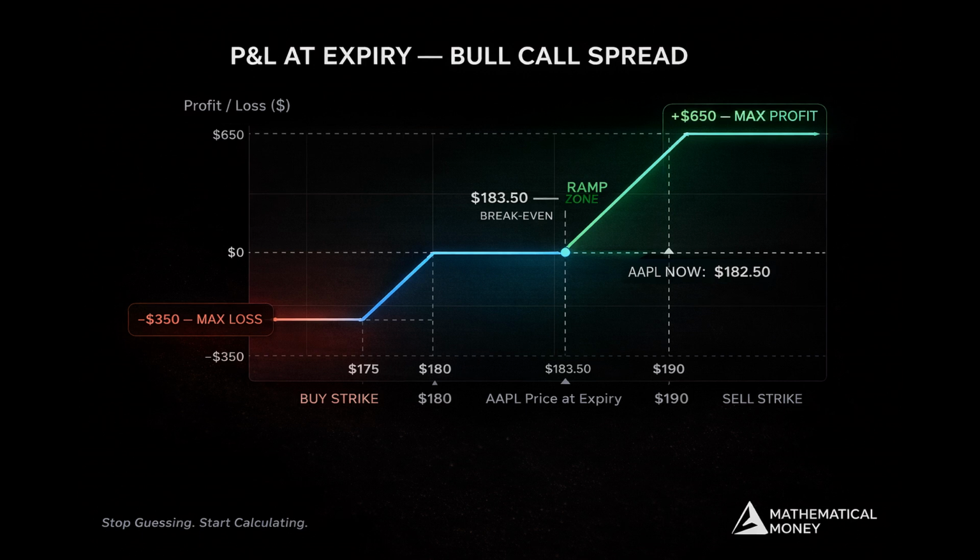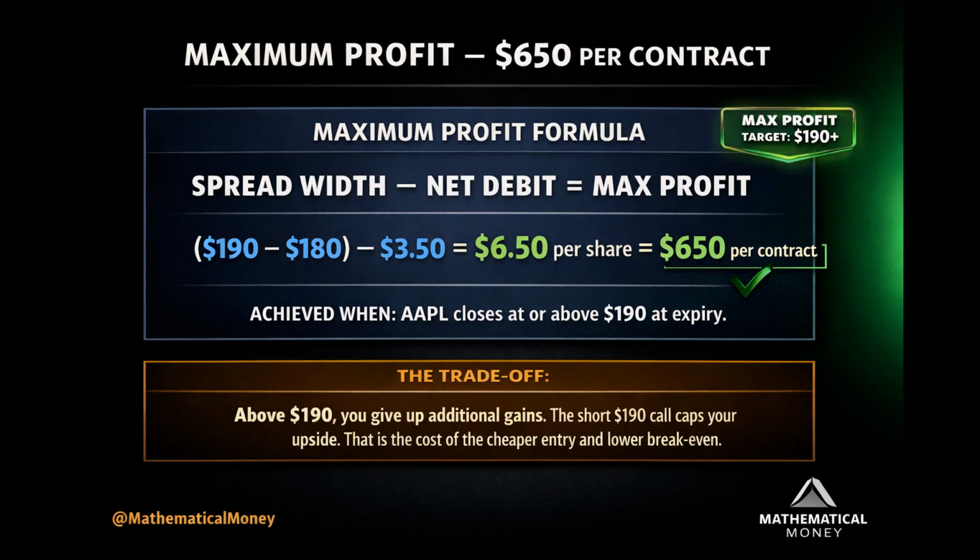The shape: a flat loss zone on the left, a rising ramp between the strikes, and a flat profit ceiling on the right. Compare this to a single long call, same ramp shape, but starting from a lower floor and no profit ceiling. Maximum profit is locked in at entry.